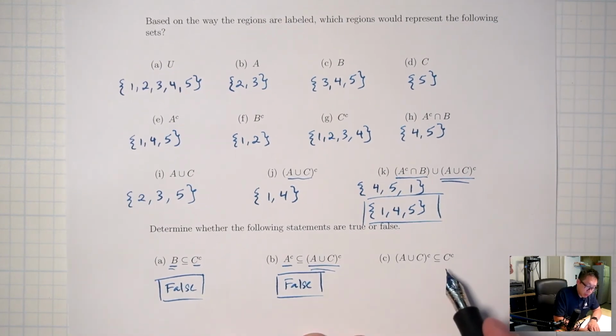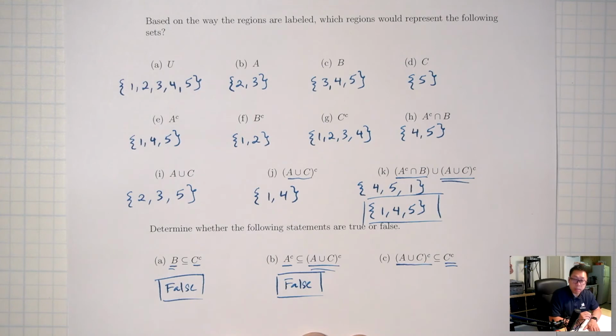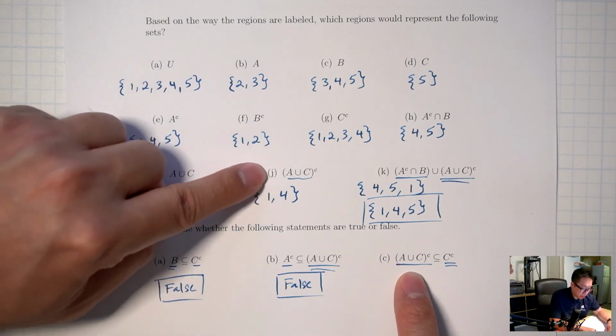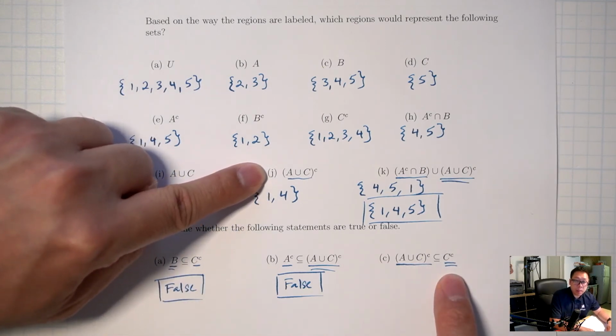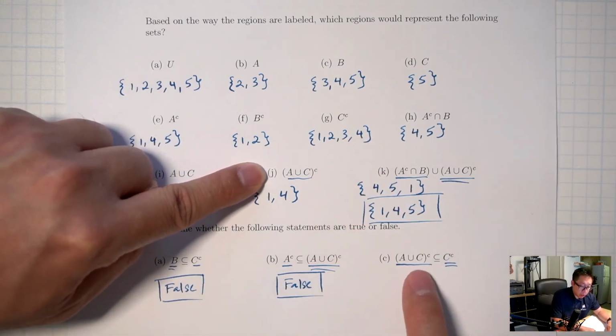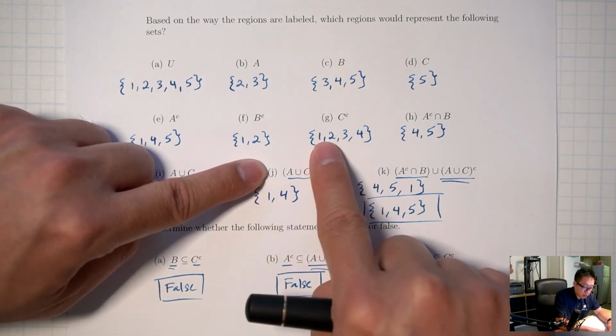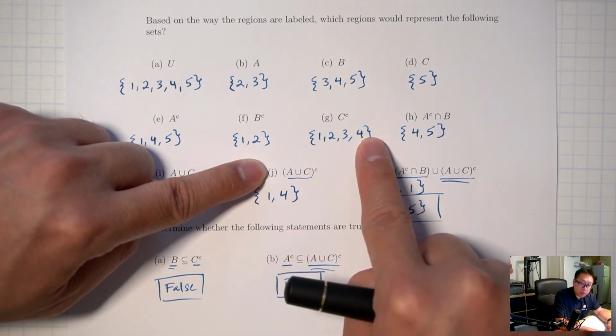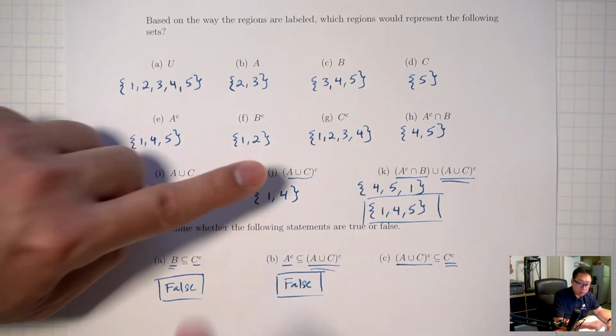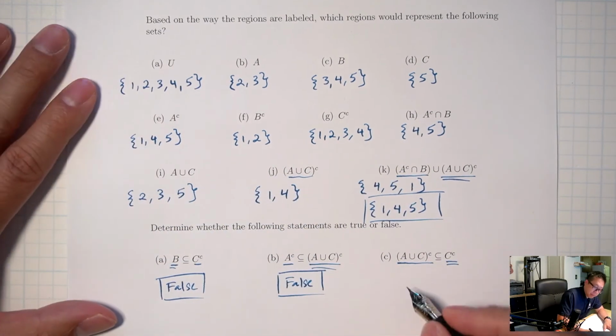Next up is our subset symbol. Set on the left is A union C complement. Set on the right is C complement. A union C complement, that's part J. C complement is part G. So start with the set on the left, which is part J, and then ask, is 1 in there? Yes. Is 4 in there? Yes. So all yeses, this would be true.